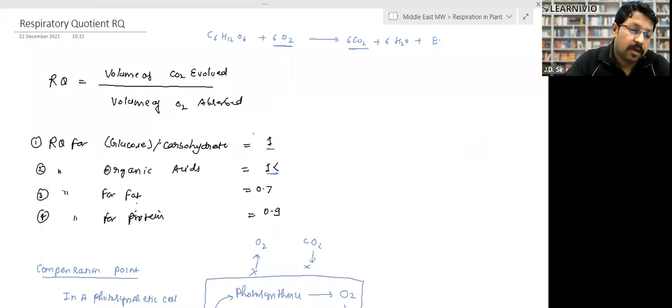Look, RQ is 1 for carbohydrate. This is the best one. It is balanced. That's why it is used. Organic acids have RQ more than one. They produce a larger amount of energy than carbohydrate. Fat RQ is 0.7, protein RQ is 0.9. Just note down RQ and the formula of RQ.